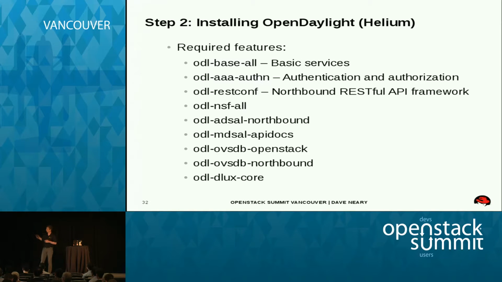So the base is basic services. NSF is a kind of catch-all basket for features, which includes, among other things, some of the Neutron northbound stuff. In Helium, and this will change in Lithium, ODL uses ADSAL, which is application-driven service abstraction layer. It's moving to MDSAL, model-driven service abstraction layer, which is essentially you define a Yang model for the service, and then that generates the north and southbound interfaces that it needs. The OVSDB OpenStack, OVSDB northbound. Why do we need OVSDB northbound?